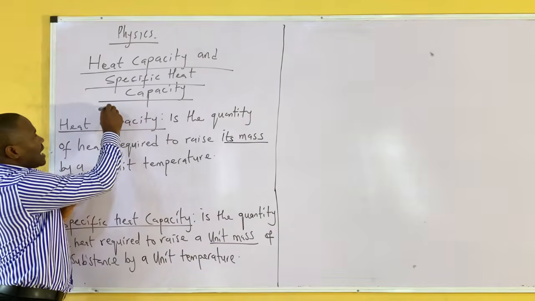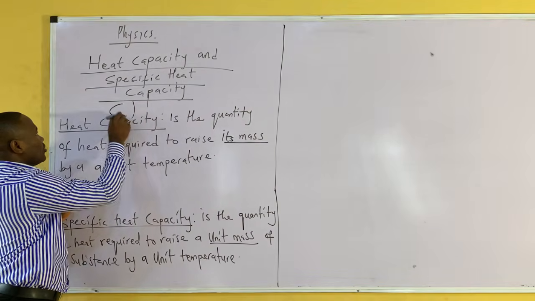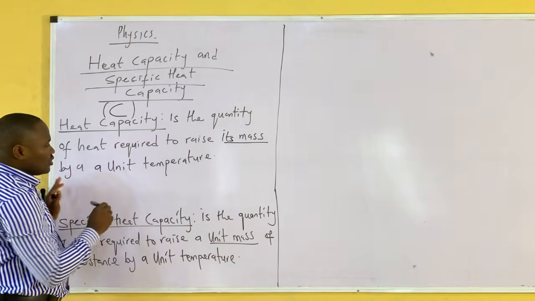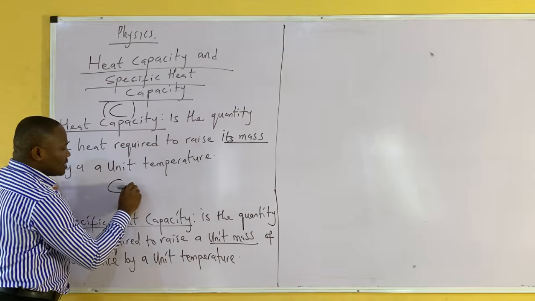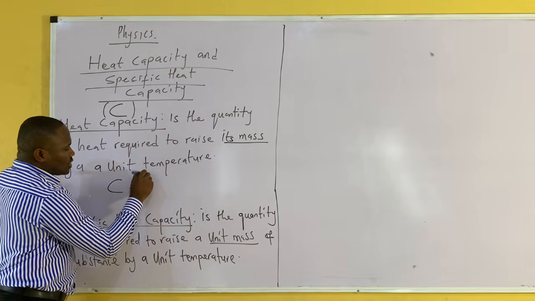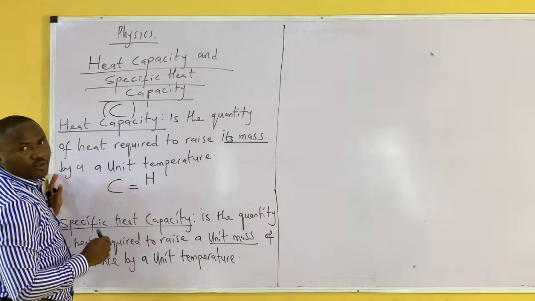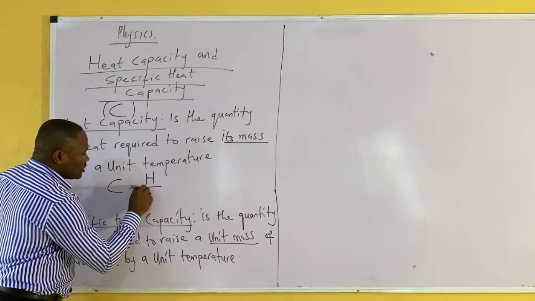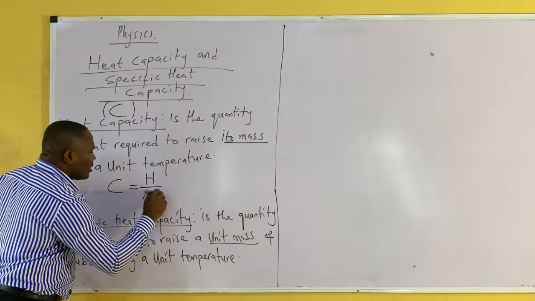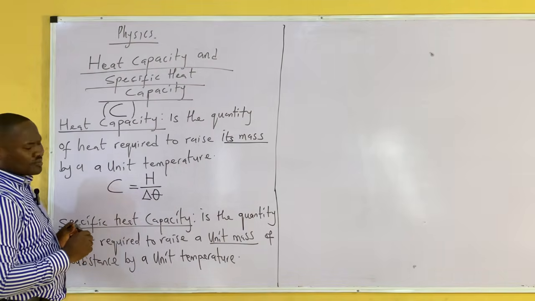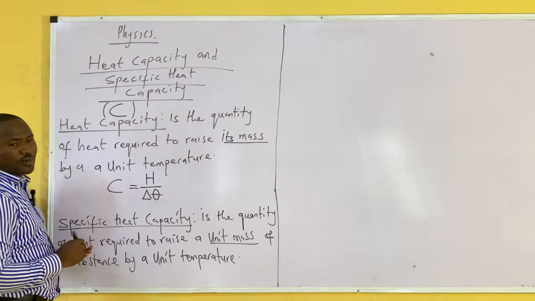Now, what is heat capacity? We use capital letter C to represent heat capacity. So heat capacity is equal to the quantity of heat, I use H as quantity of heat, all over change in temperature. That is heat capacity.